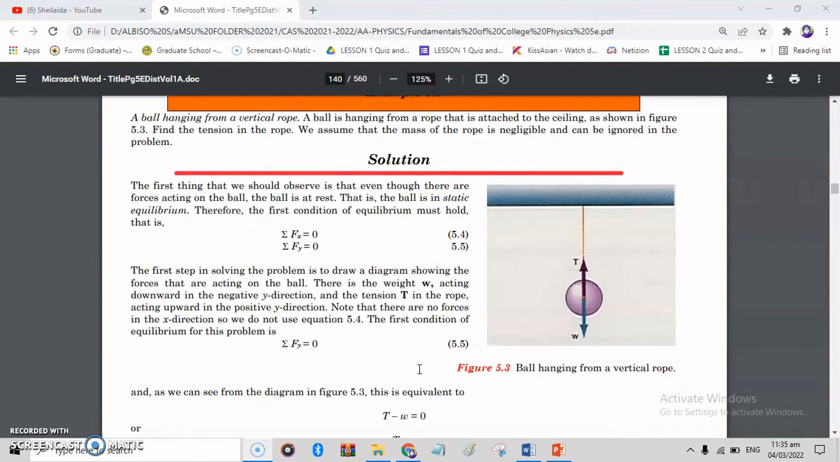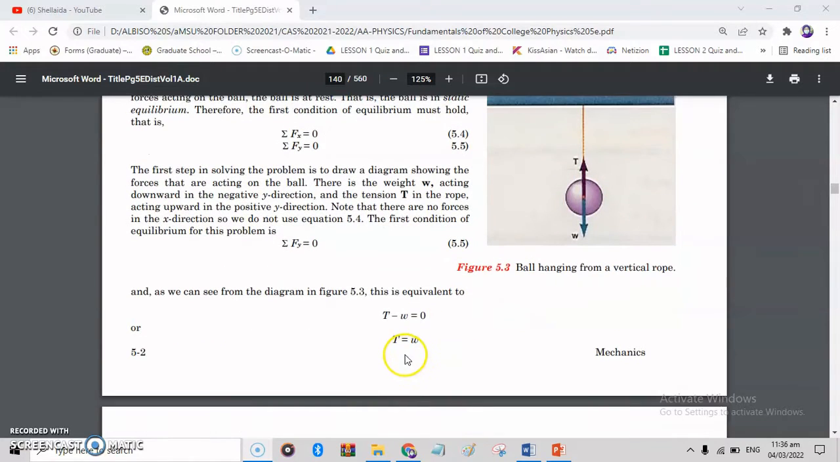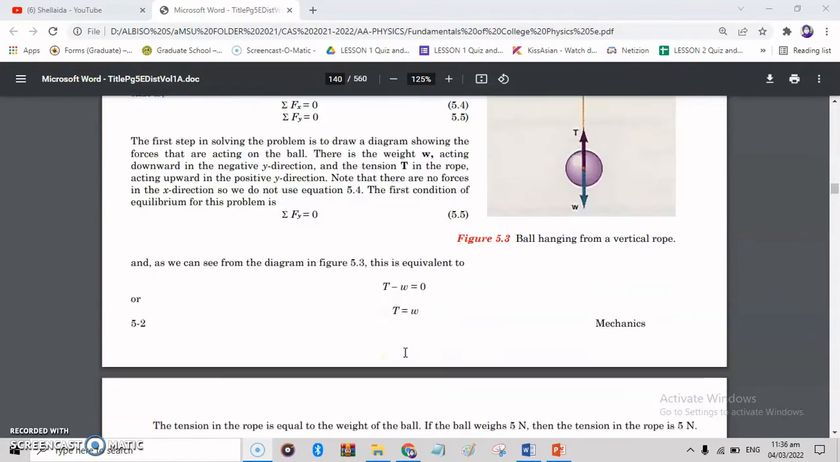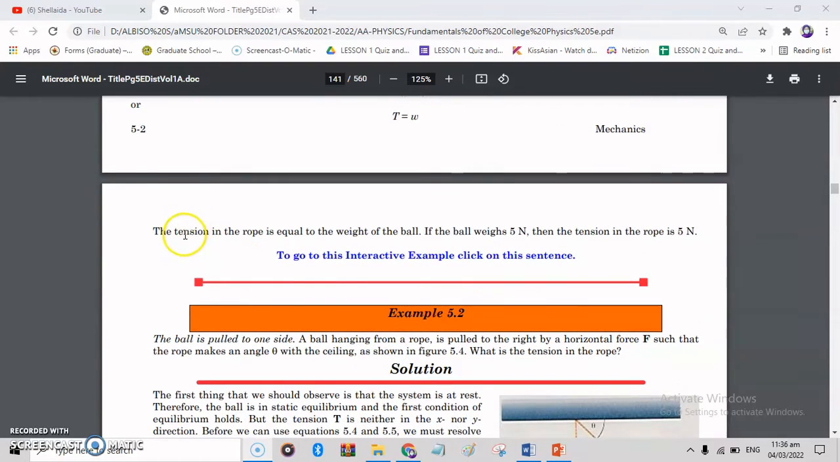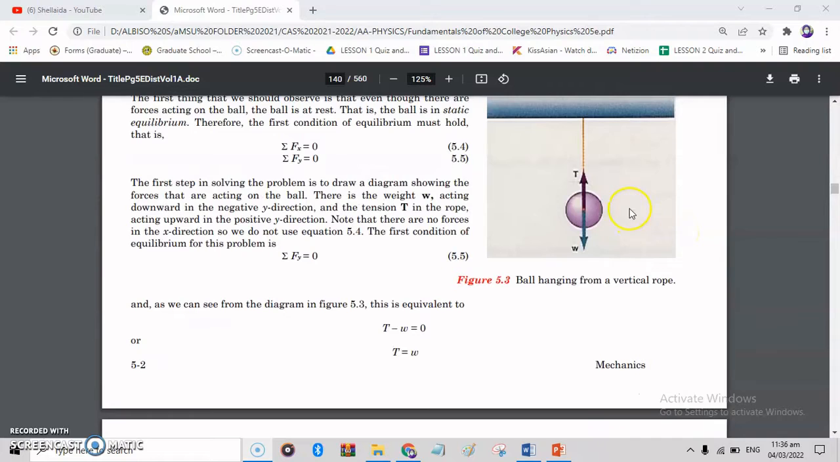Now, from the problem, a ball is hanging from a rope that is attached to the ceiling. We assume that the mass of the rope is negligible and can be ignored in the problem. Hindi sinabi kung ano yung weight or yung mass ng ating ball. So, the answer to this problem is simply the tension is equals to its weight. Now, the tension in the rope is equal to the weight of the ball. If the ball weighs 5 Newton, then the tension in the rope is also 5 Newton. Okay? If this is halimbawa 10 Newton, then its tension is also 10 Newton.